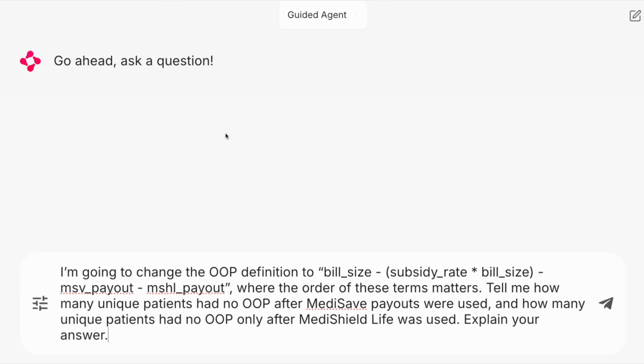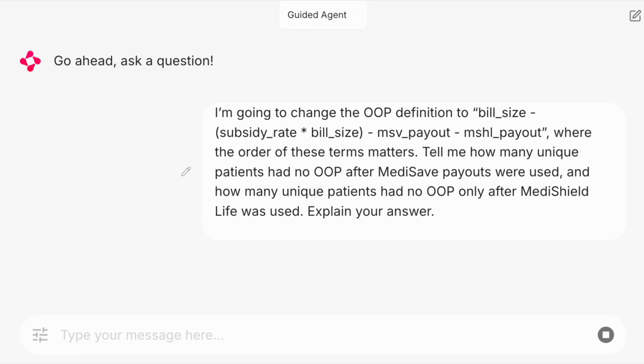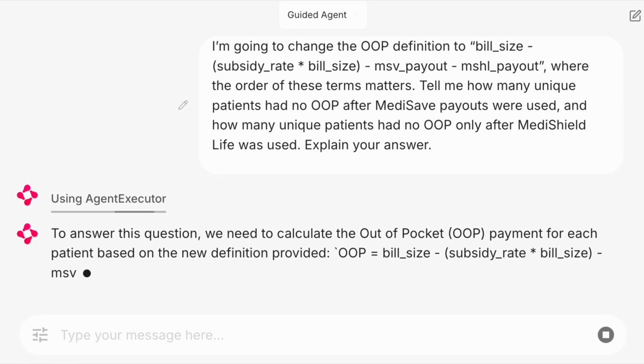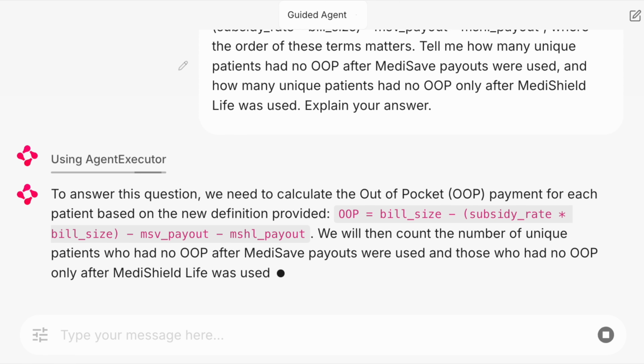Let's do an experiment next. Simulations are the name of the game for any consultancy or policy officer. Could we somehow change the definition of the OOP? Let's tell Sense how we're going to change the definition of the OOP. Let's try swapping the MediShield Life and Medisave terms.